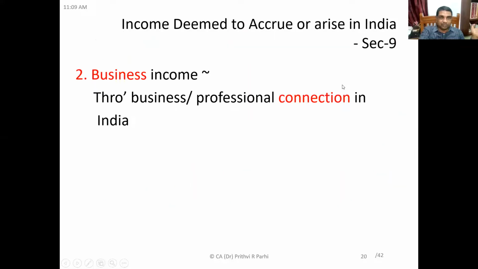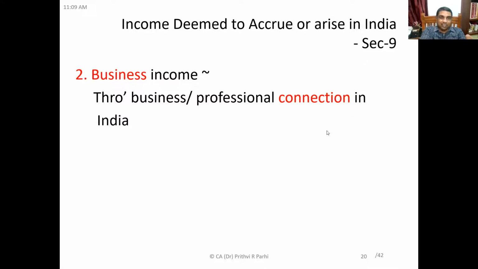Now, business income. Here you have to see if the business is generated through a business or professional connection in India. If there is any business connection or professional connection, then income shall be deemed to accrue or arise in India. But now here you see, you have to justify whether there is a business connection or professional connection. Then only that income shall be deemed to accrue or arise in India. What is that business and professional connection? We have to see that.